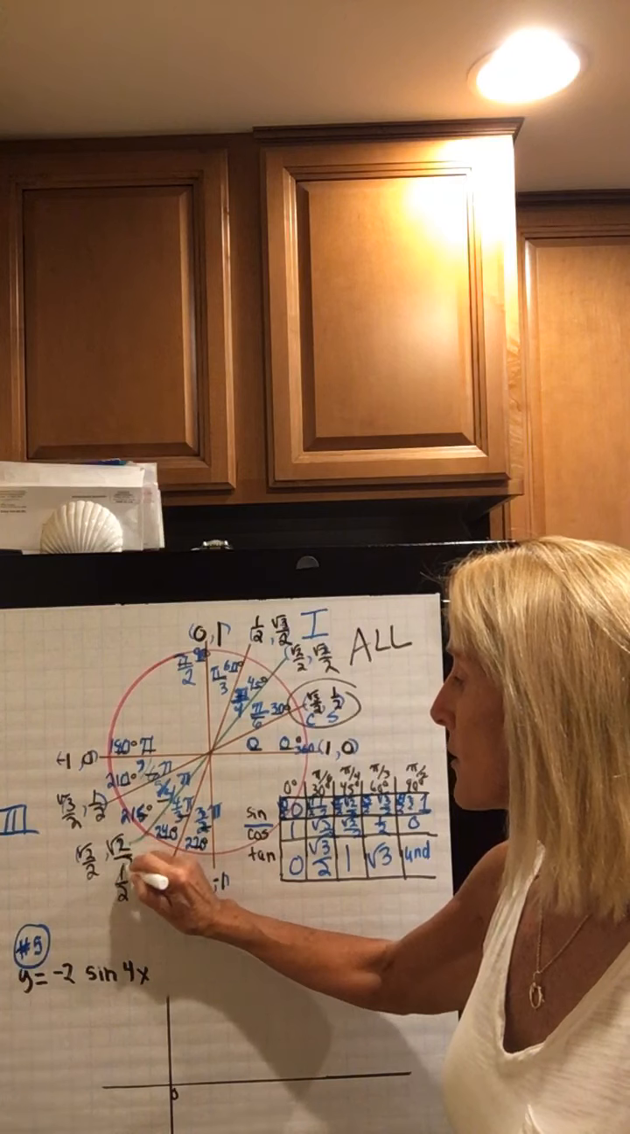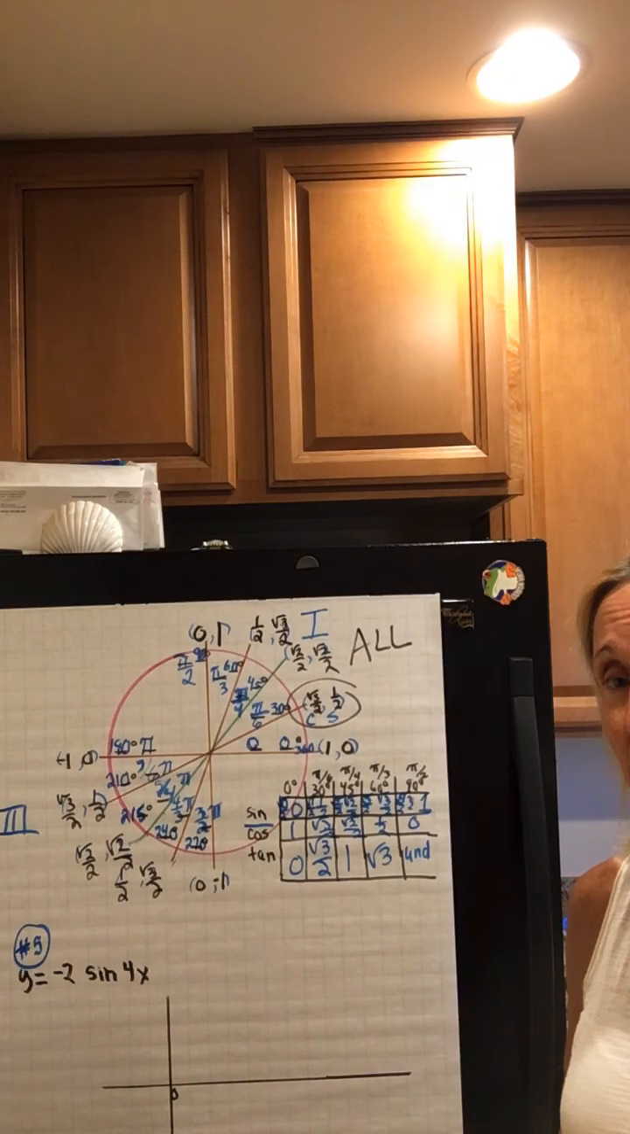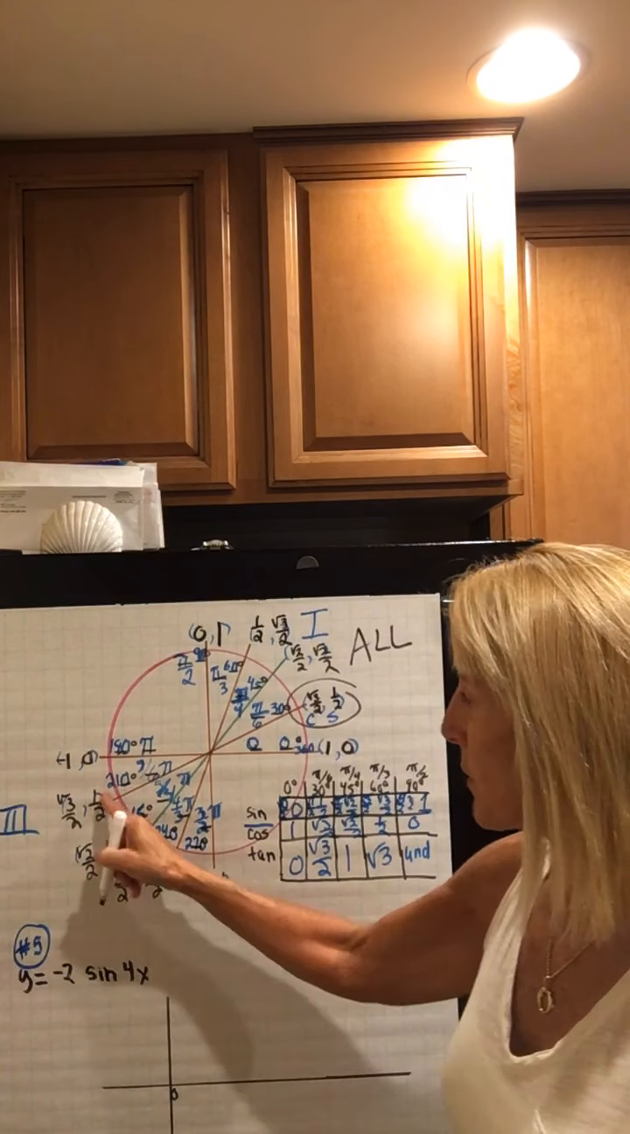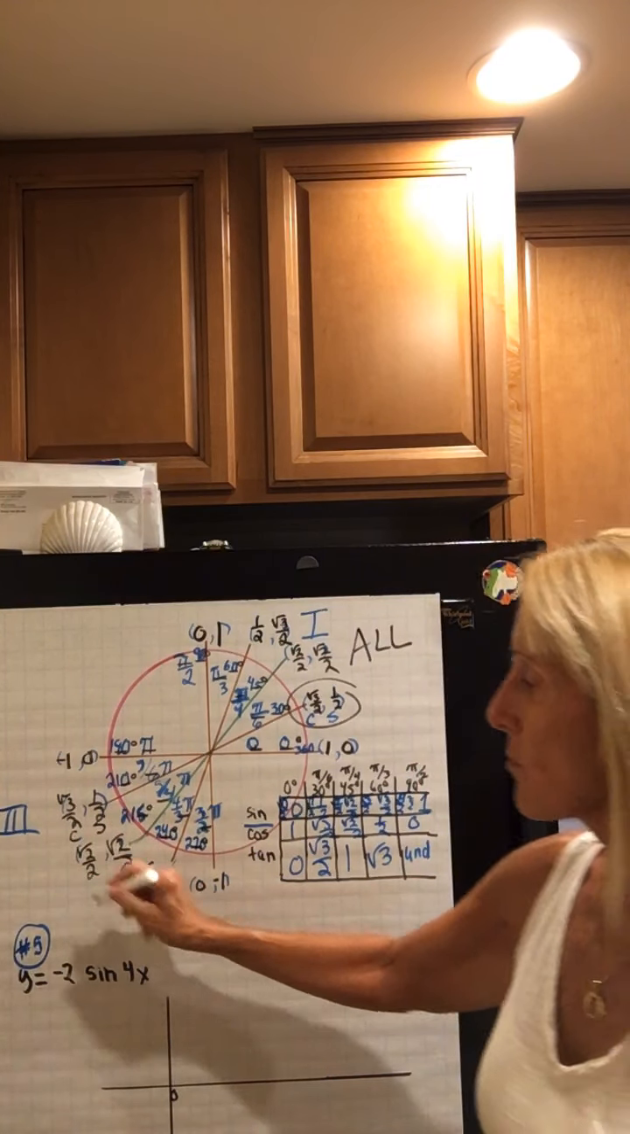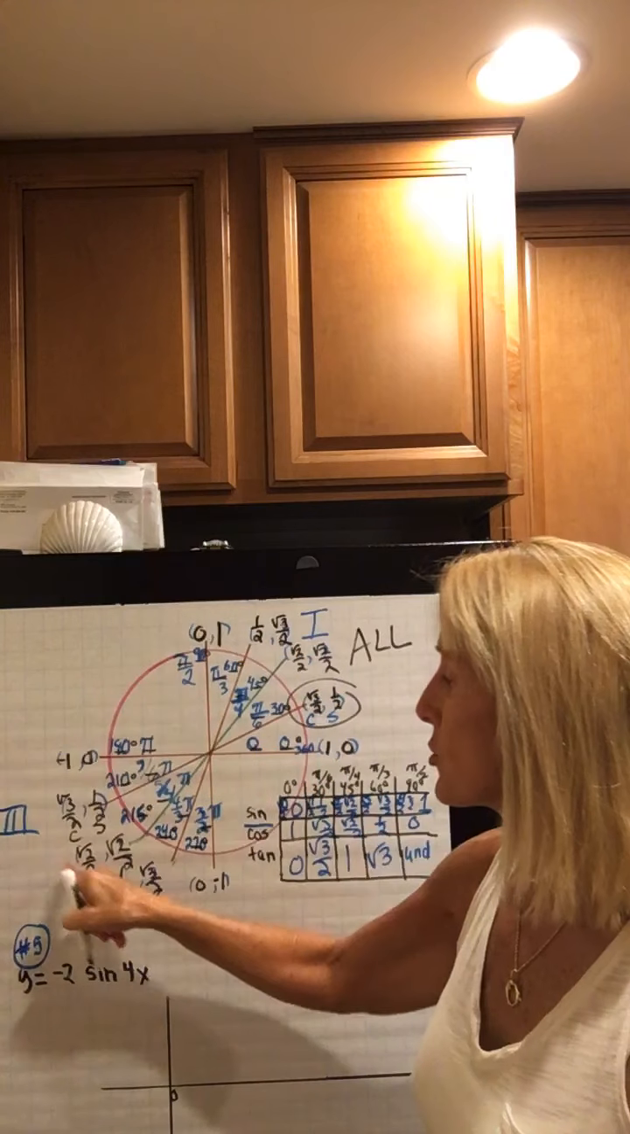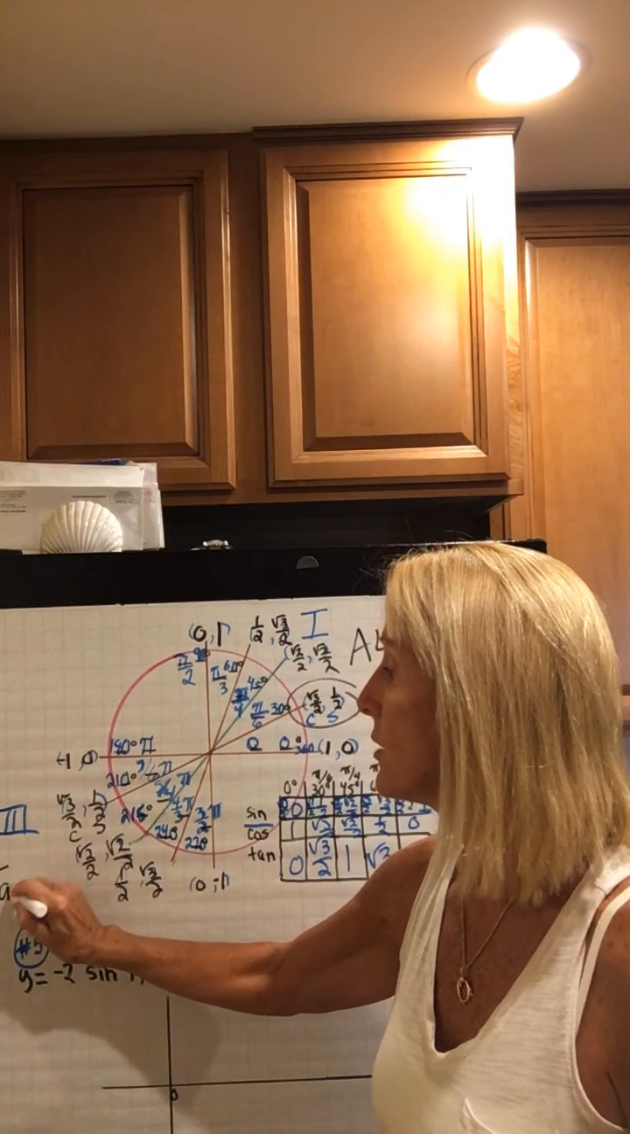Now, what's the big difference? It can't be exactly the same, and it's not. Because, remember, this is cosine, and this is sine, and in quadrant 3, all seniors turn. The T stands for tangent.